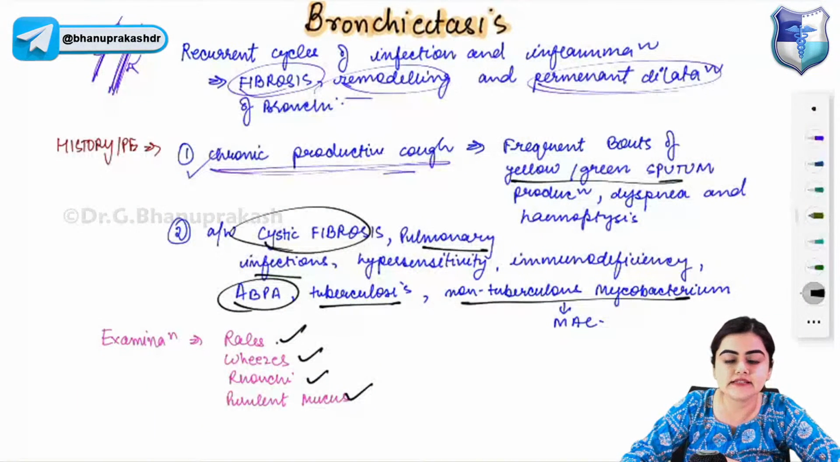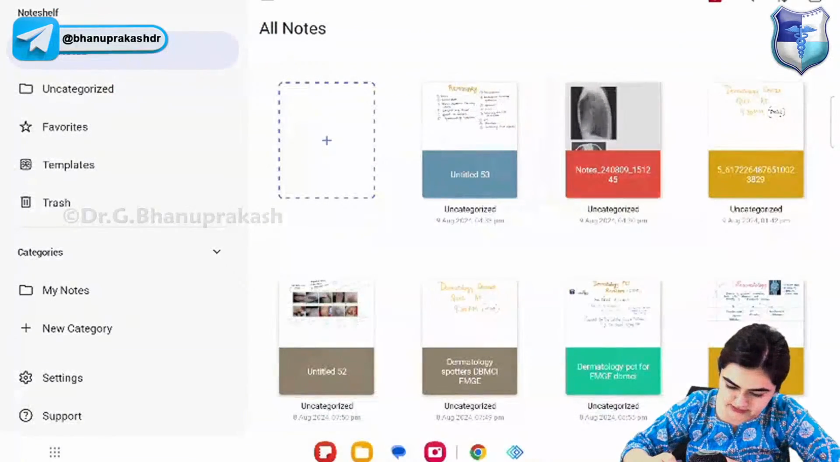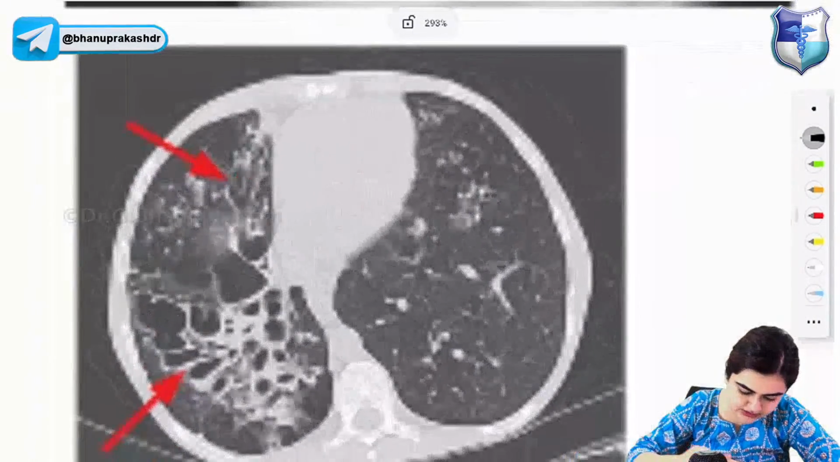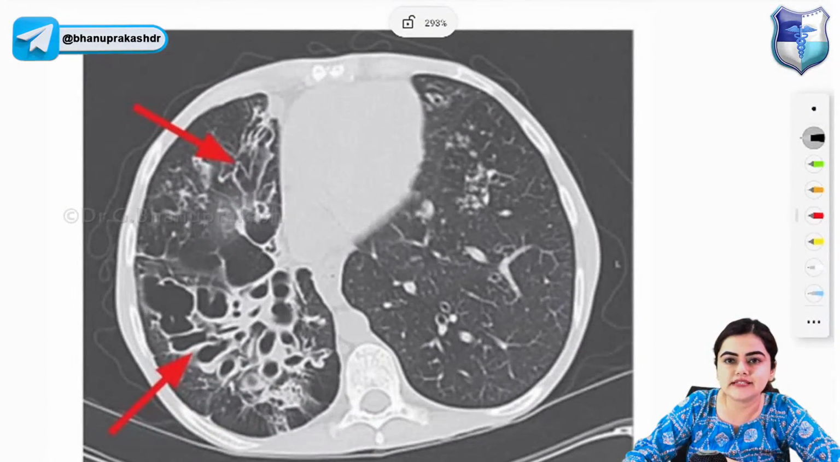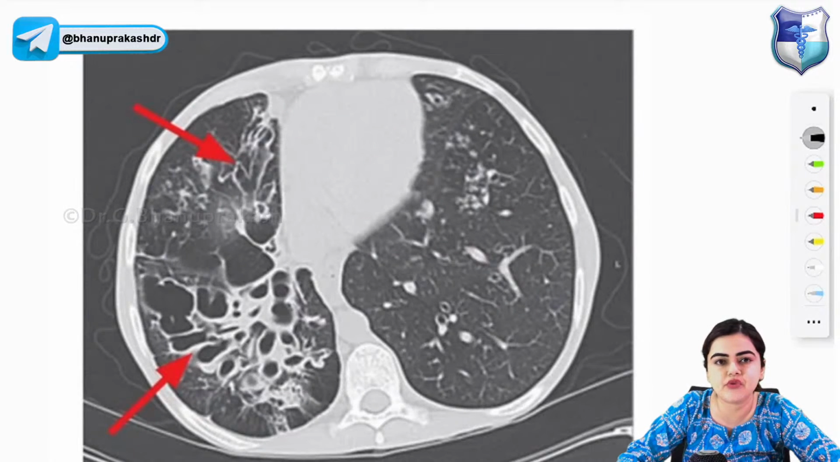Let me show you the CT image of bronchiectasis. This CT image shows bronchiectasis. You can see the chest CT demonstrates markedly dilated and thick walled airways. The red arrows are showing you markedly dilated, thick walled airways, consistent with bronchiectasis. Bronchiectasis is associated with a very special condition, that is cystic fibrosis, and also allergic bronchopulmonary aspergillosis. Clear?